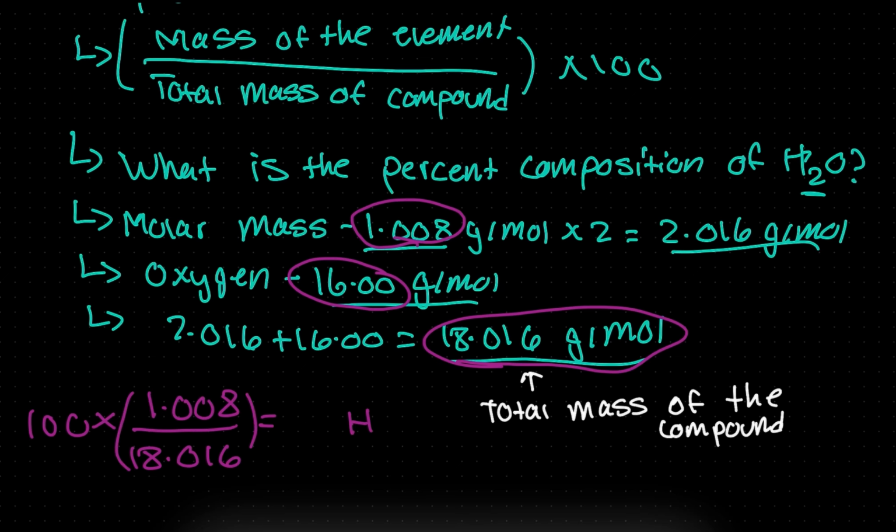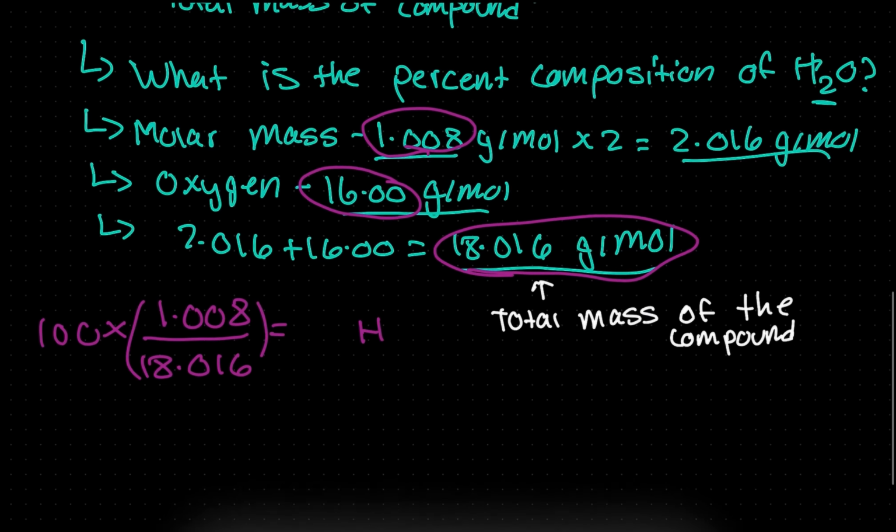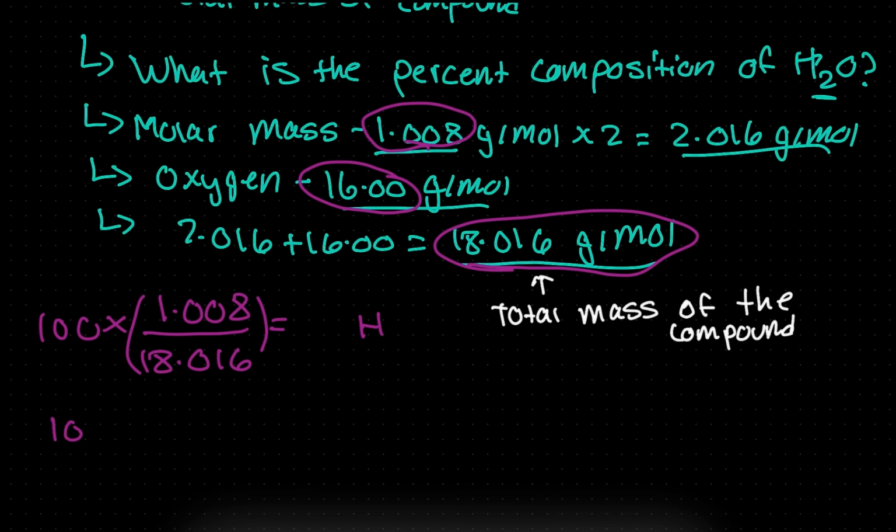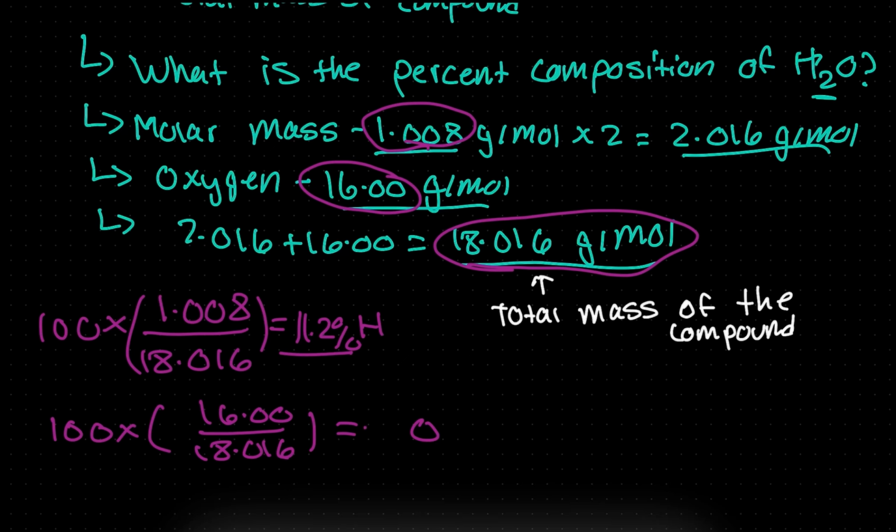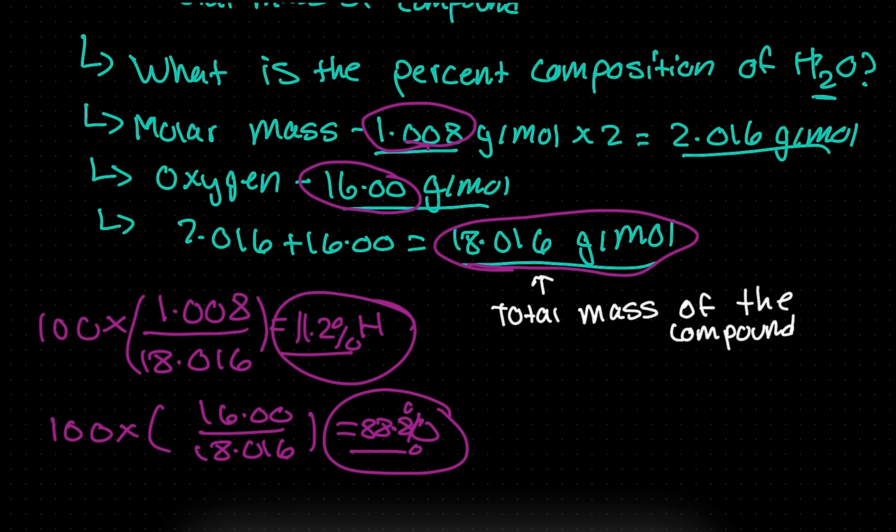And then we would do oxygen's, which is 100 times 16.00 over 18.016, equal to oxygen's percent composition. So we would get, if you can put it into your calculator real quick, 11.2% hydrogen and 88.8% oxygen. So this is the percent composition of H2O.